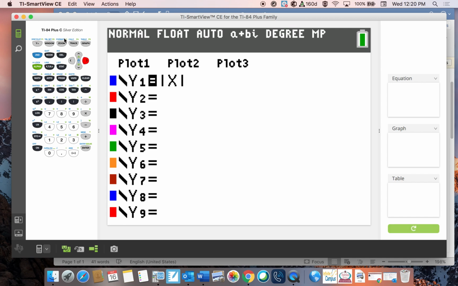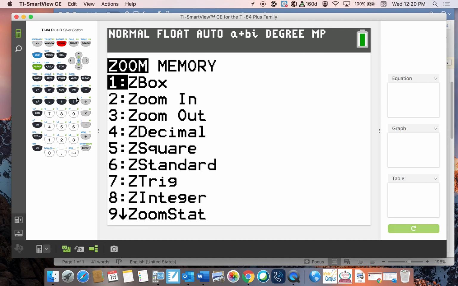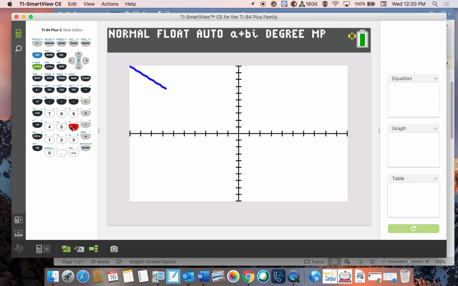I go to zoom because I don't remember when I last zoomed 6. Zoom standard, zoom in, zoom out, z-decimal, z-square, z-standard. And I go to z-standard, and voila, it looks like a V. And what happens here is 1, 1, 2, 2, 3, 3. And absolute value says make it positive. So when you've got -1, it makes it +1. -2, +2, -3, +3, -4, +4. That's why that's what it looks like.